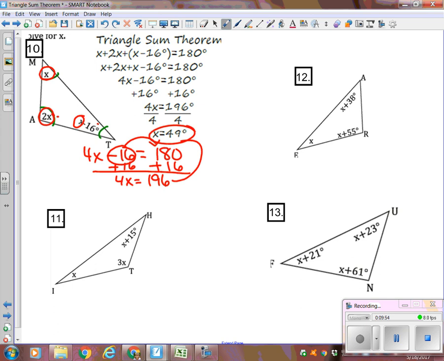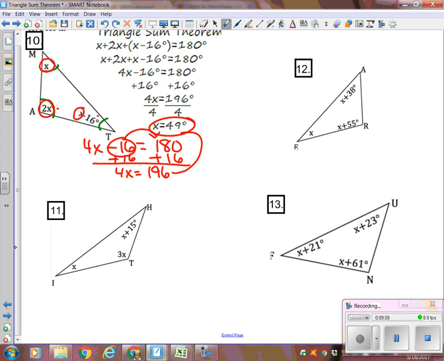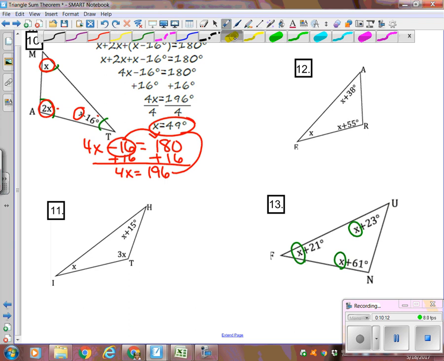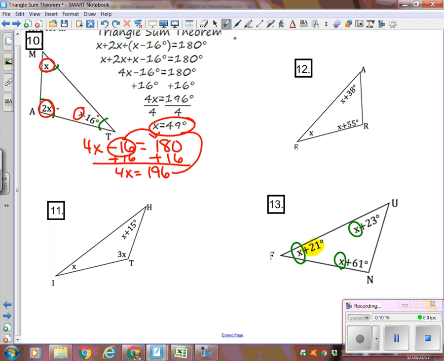It's not that I'm trying to circumvent, I just want to make sure that you approach the problem the right way. For example, in 13, if I have x and another x here and another x here, can you tally up all of the x's? All right. Can you look at the numbers? Can I add 21 and then add 61 more and then add 23 more? Can you add up all of the x's and all of the numbers? And can you set it equal to 180 and then solve the equation? So we are working with triangles, but we are still doing algebra problems as well.